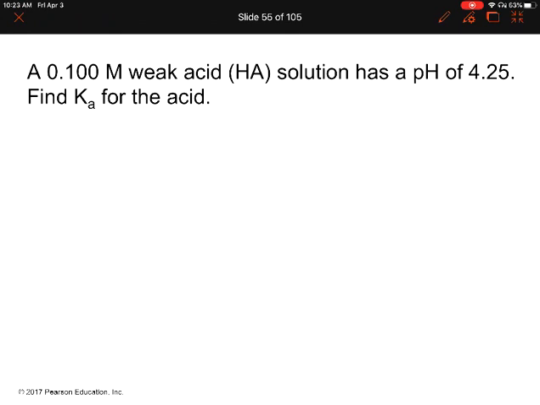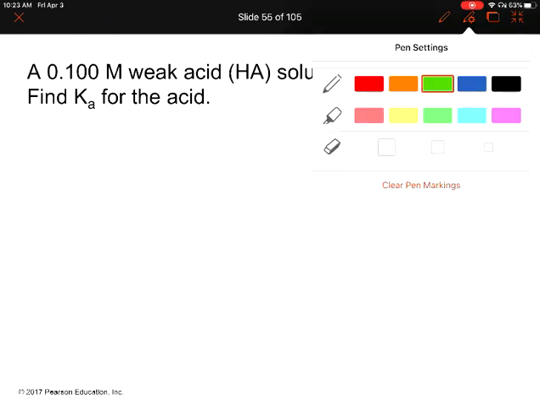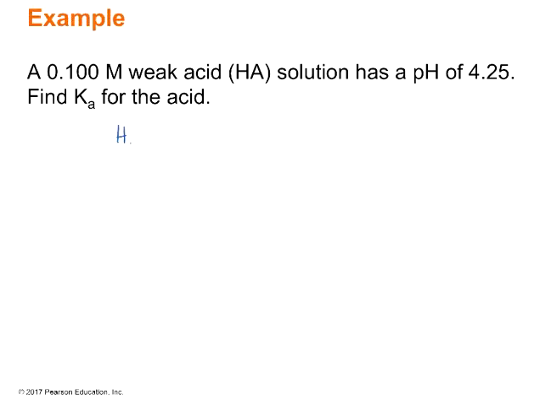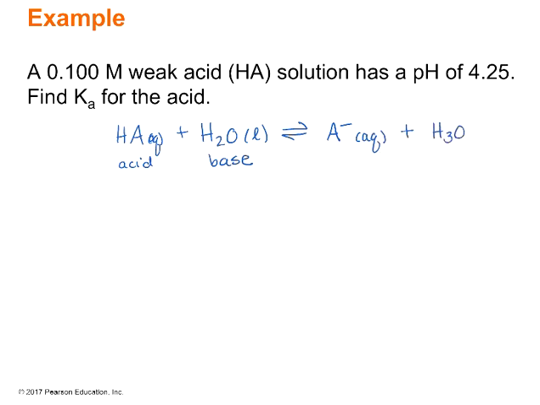So let's start by writing out the equation for HA, aqueous. So we have our acid, and water is the base. And that means that the acid is going to give a hydrogen to water. And we end up with A minus, the conjugate base, and H3O plus is the conjugate acid.